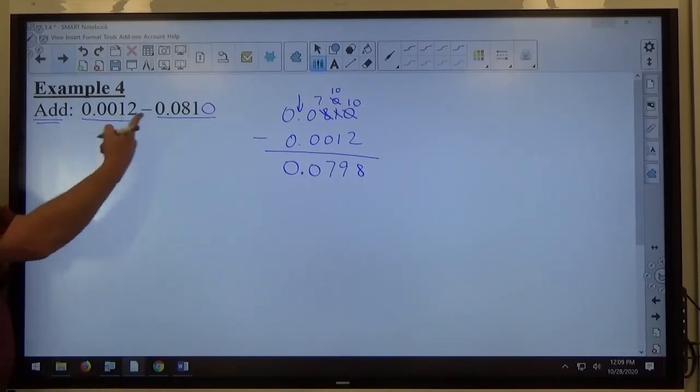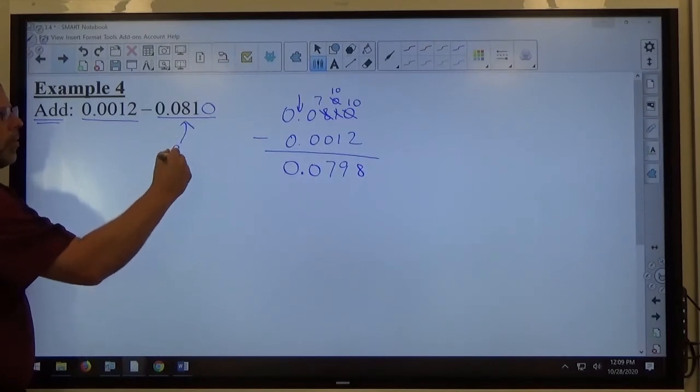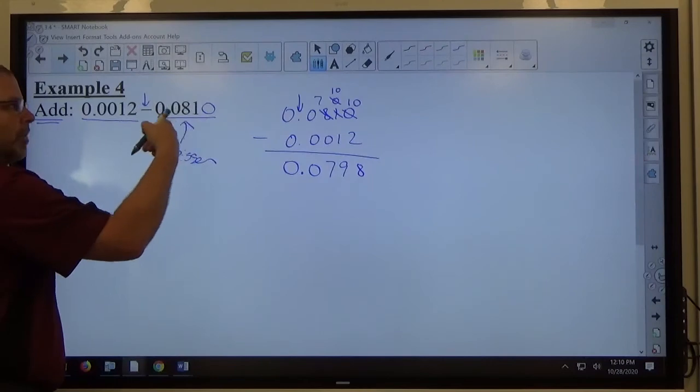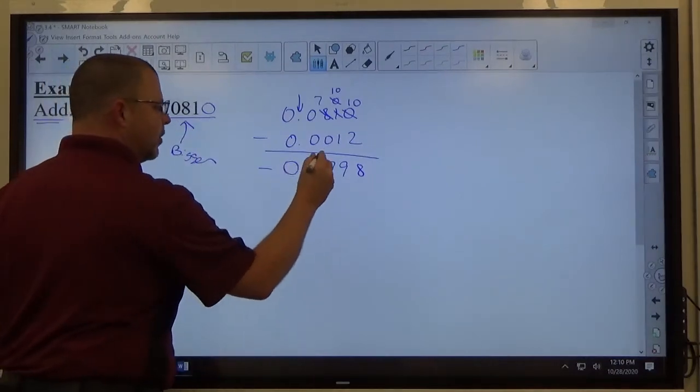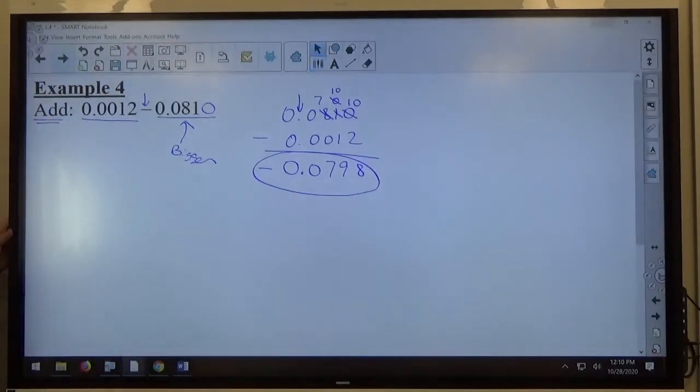Which one of these is bigger? This is the bigger one. And again, the bigger one determines the sign. The bigger one's negative, so our answer is negative 0.0798.